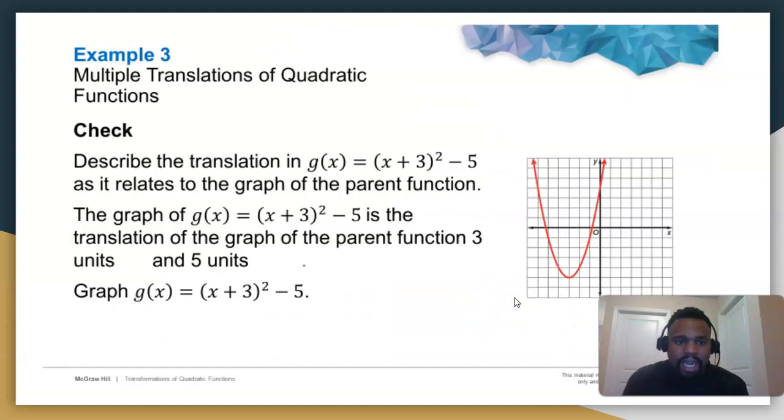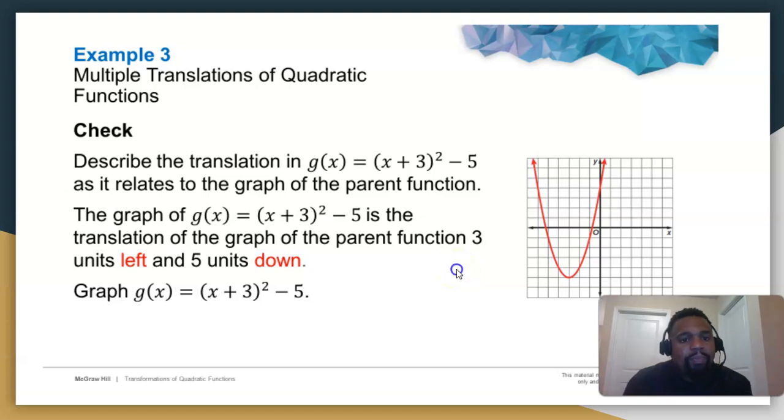So if we look at this check, we're trying to see what's going on here. Our parent function, x squared. And this is x plus 3 squared. This represents the horizontal transformation. So this means I am moving 3 units to the left, and then I am moving 5 units down. 3 units to the left, 5 units down.